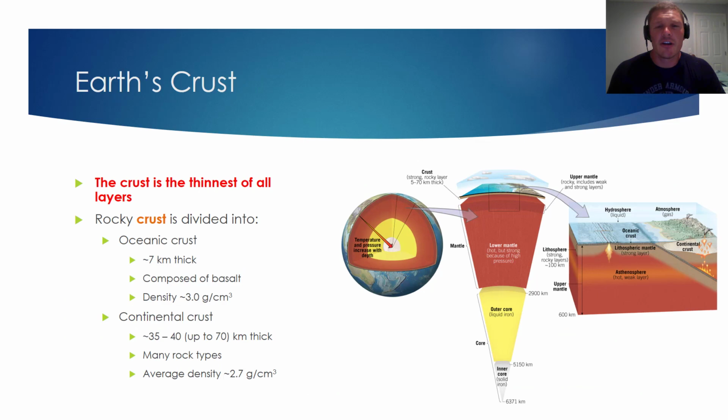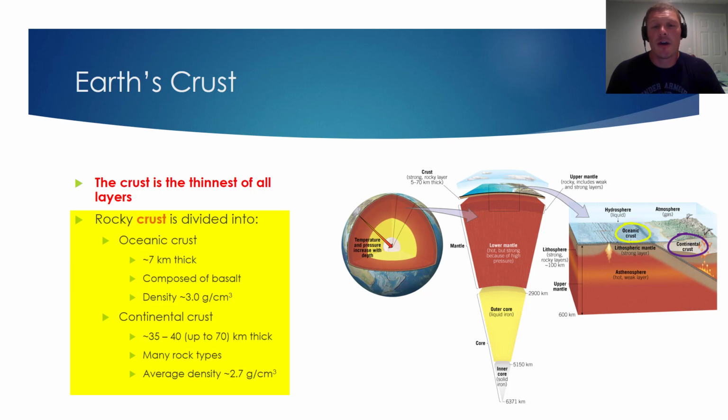Let's start with the structured layer that we're all most familiar with, and that's Earth's crust. Earth's crust is the outermost layer, it's the layer that we walk on, and the crust is the thinnest of all Earth layers. There are two classifications for our rocky crust. There's oceanic crust and there's continental crust.